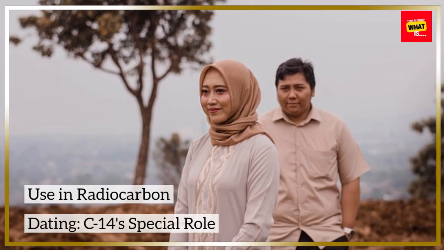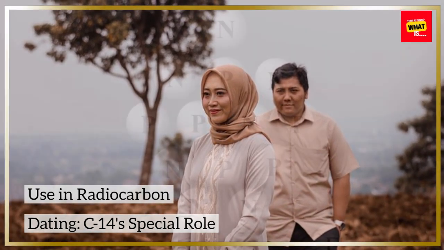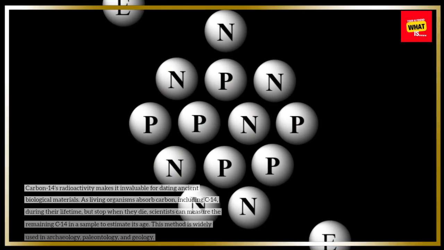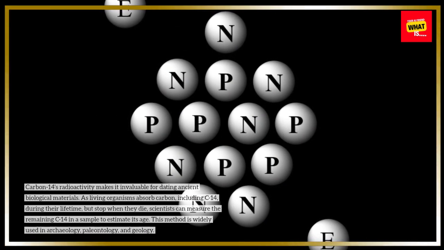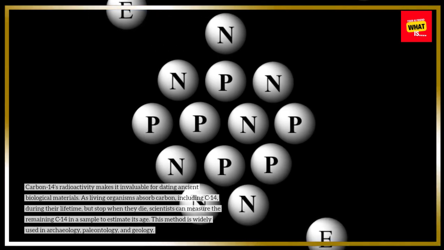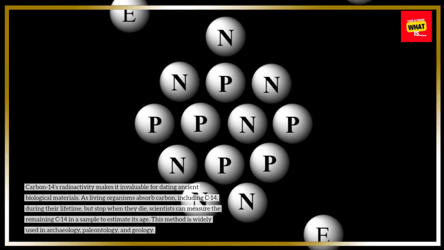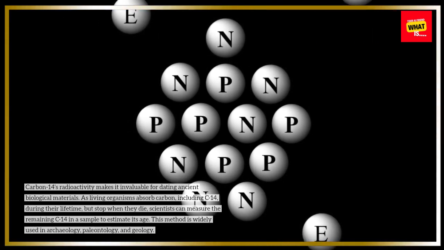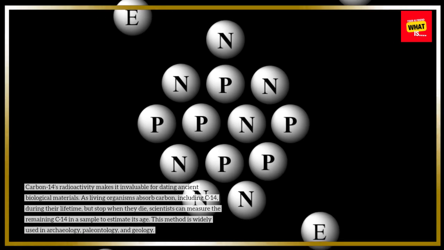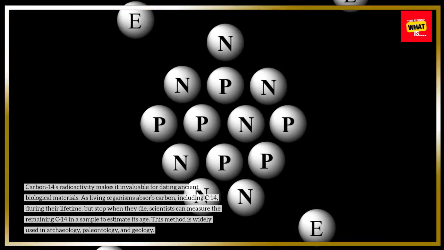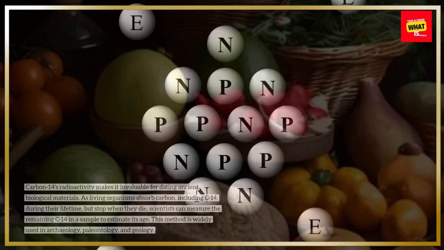Use in radiocarbon dating. C14's special role. Carbon-14's radioactivity makes it invaluable for dating ancient biological materials. Living organisms absorb carbon, including C-14, during their lifetime, but stop when they die, so scientists can measure the remaining C14 in a sample to estimate its age. This method is widely used in archaeology, paleontology, and geology.